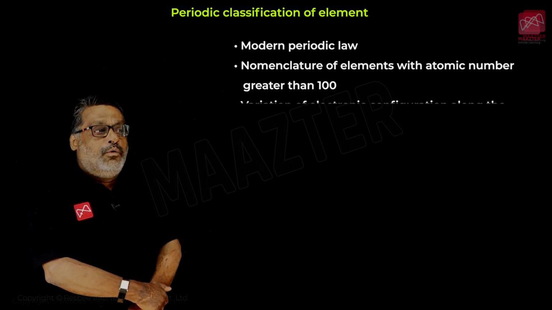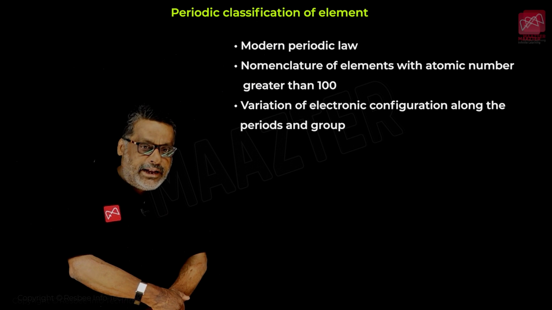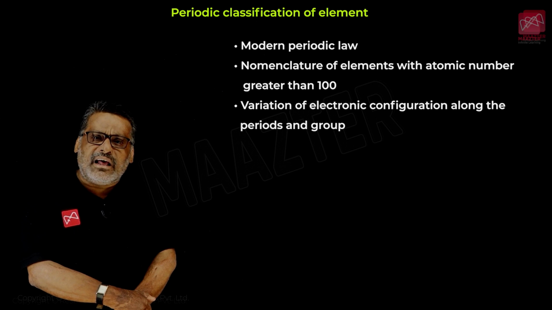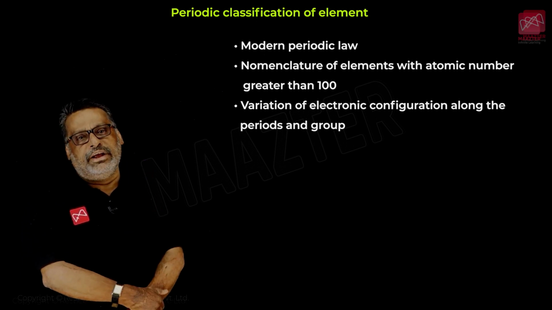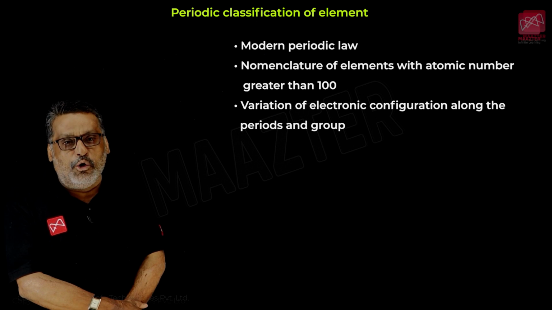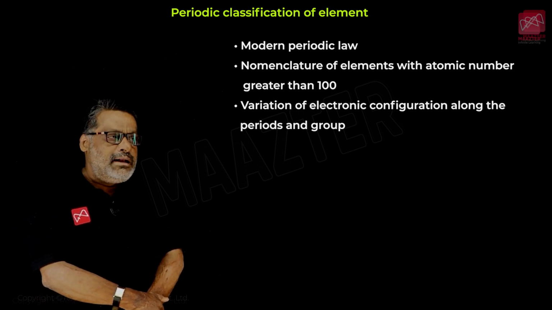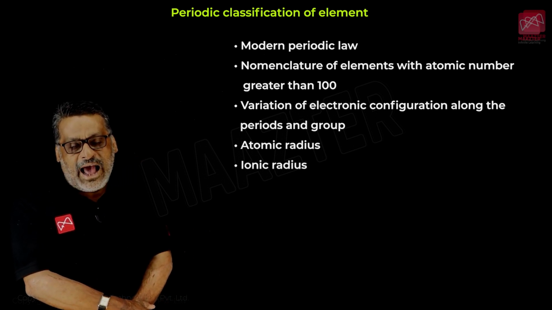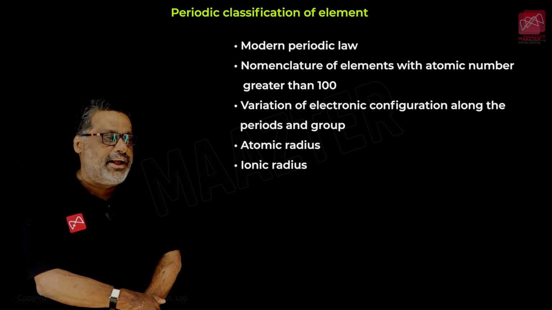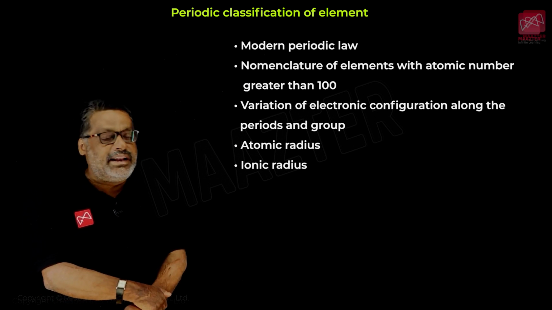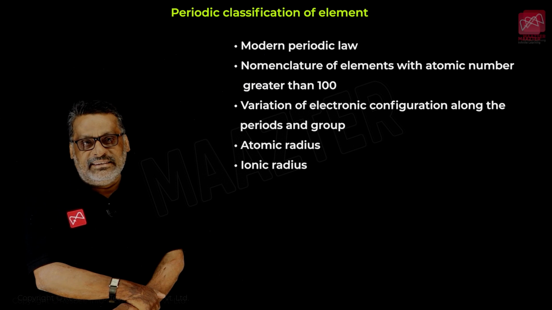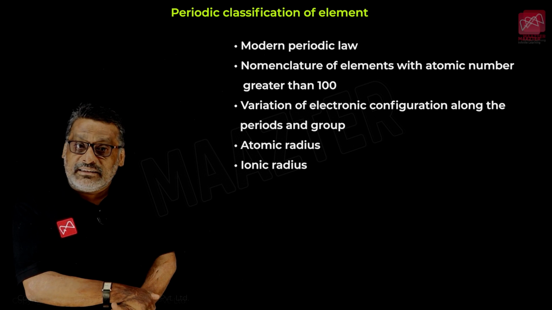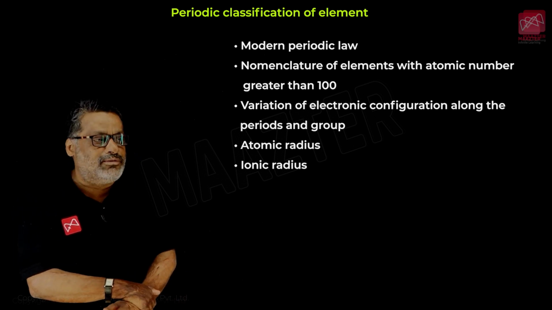Variation of electronic configuration along the period and the group. We have to discuss the variation of electronic configuration, because the properties mainly depend on electronic configuration. We have to find out the variation on moving down a group as well as across the period. Then periodic properties, particularly the atomic radius and ionic radius calculations. We can expect some problems based on the ionic radius calculations as well as atomic radius, because the distance between similar atoms divided by 2 will give the radius of an atom. Based on that we can do some problems also.